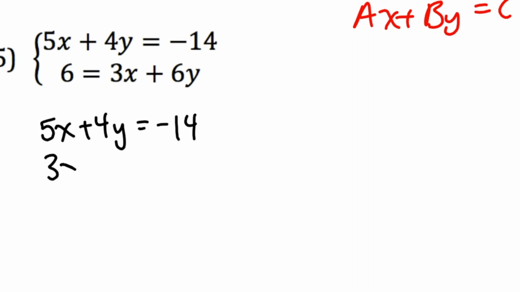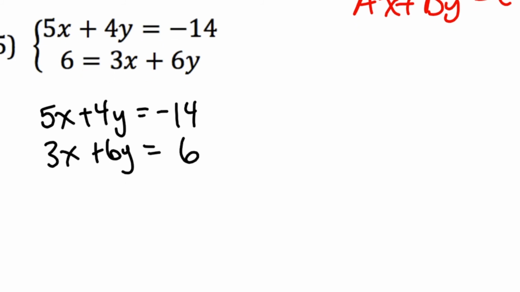So 3x, the x and y are already on the same side of the equal sign, so I'm just going to rewrite them in the correct order. There's no need to subtract everything. We can just write it like that.